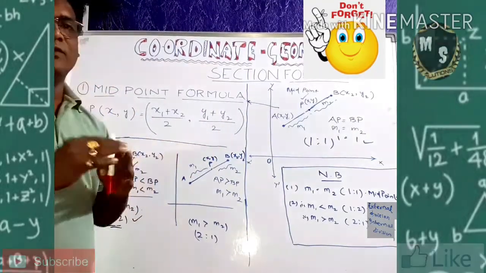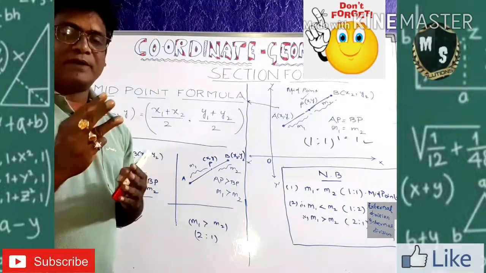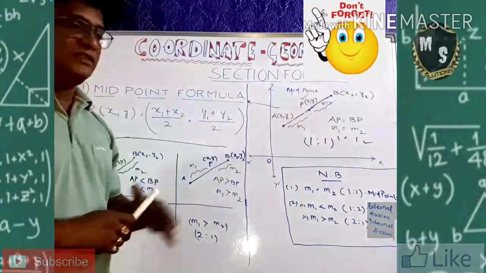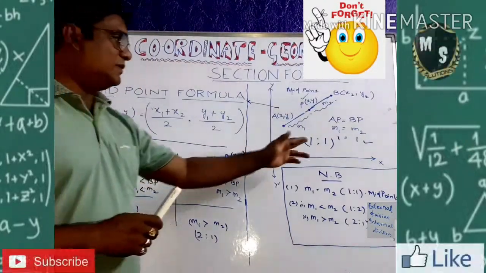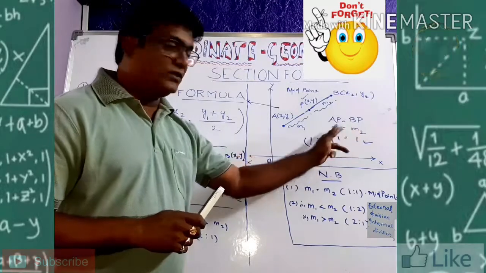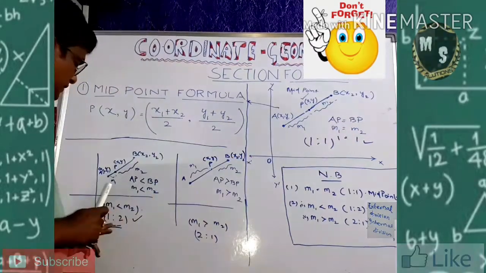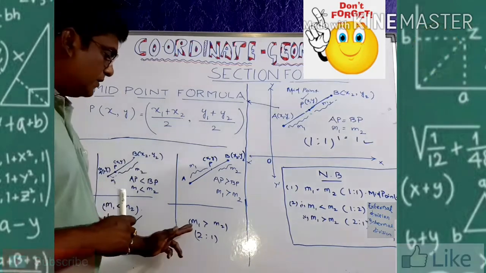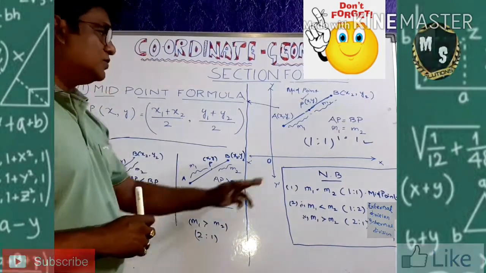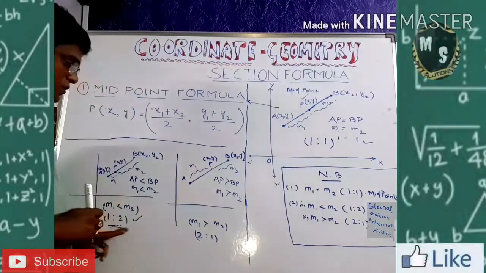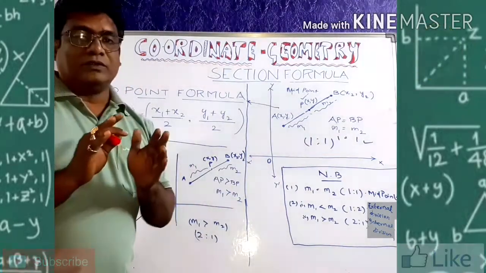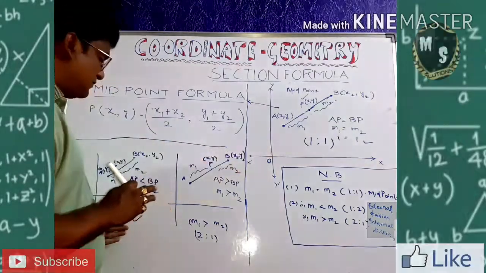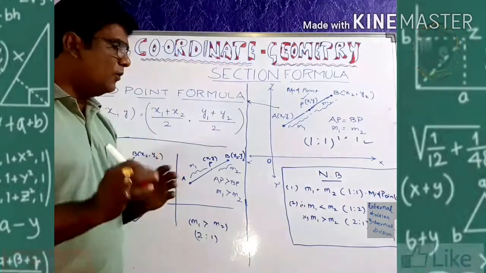In trisection, it will be 1:3, 3:1, three parts. But a bisection has two parts. In two parts, these three cases will happen. Sometimes M1 will be equal to M2, that is 1:1. Sometimes M1 will be less than M2, that is 1:2. Sometimes M1 will be greater than M2, that is 2:1. So 1:1, 1:2, 2:1 are the section forms. That means it can be divided into these three types of sections. I hope you understood it.